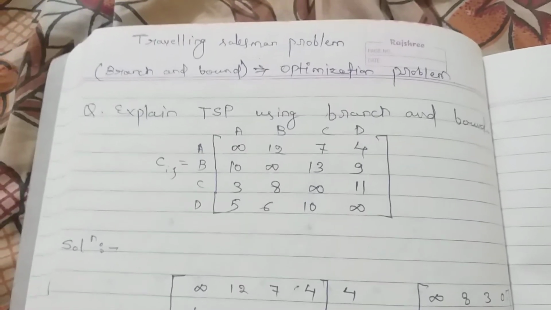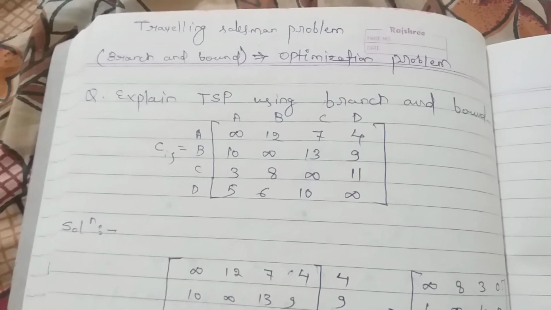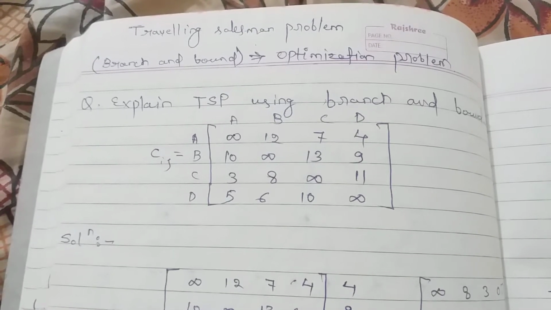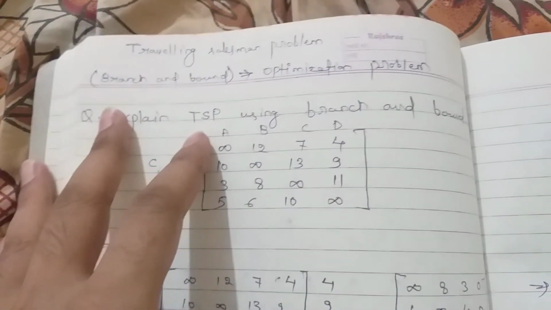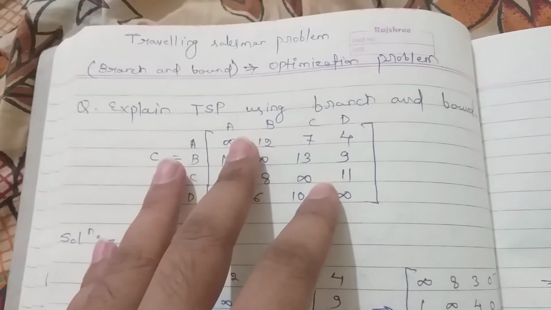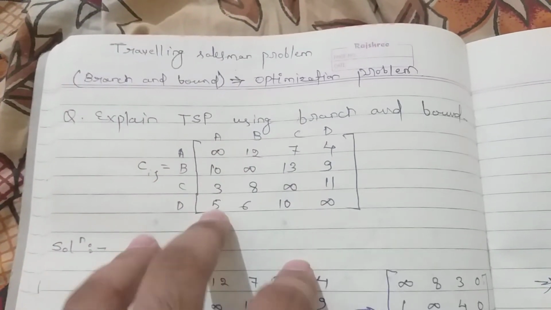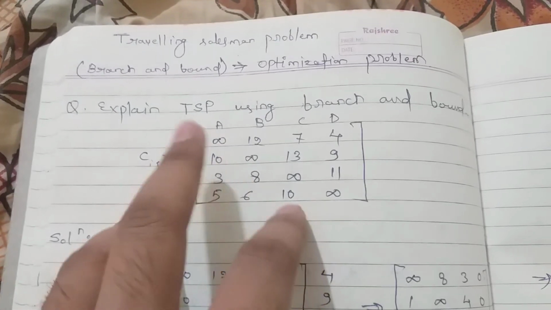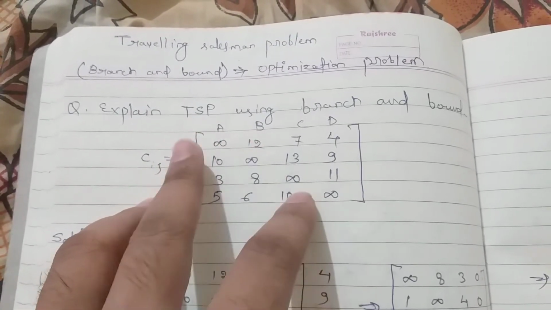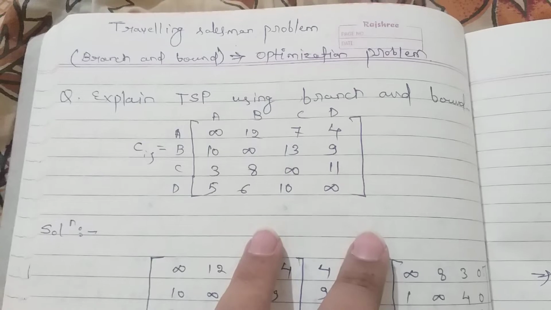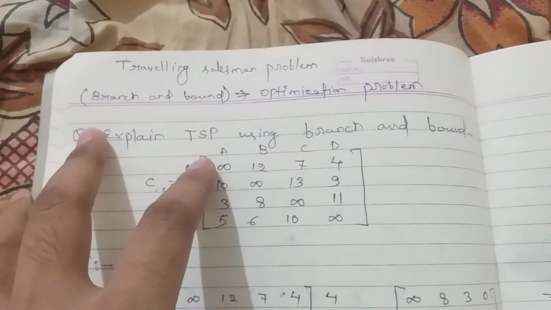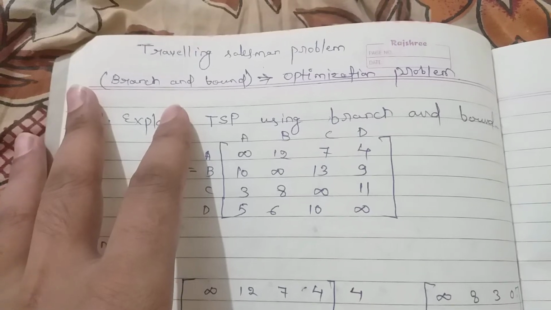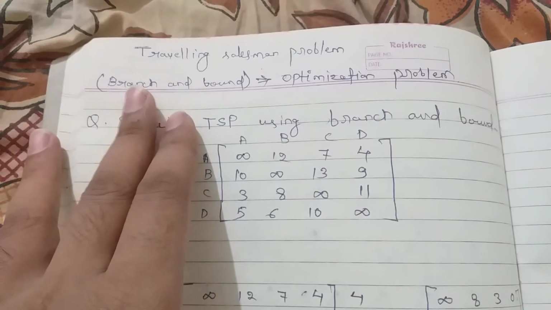In this video, we will learn about the traveling salesman problem. So, what is the traveling salesman problem? Basically, in this type of problem, we will be given an adjacency matrix, and we have to find the TSP using the branch and bound method. So, what we have to find in these problems is the optimized solution using the branch and bound method.